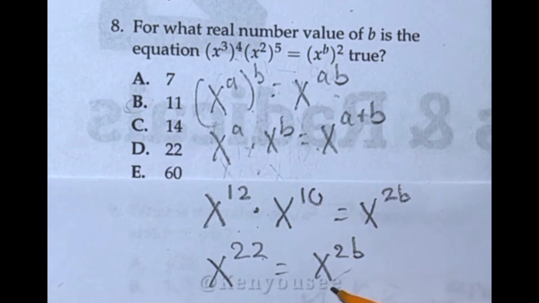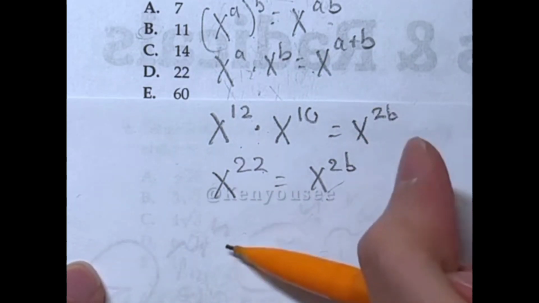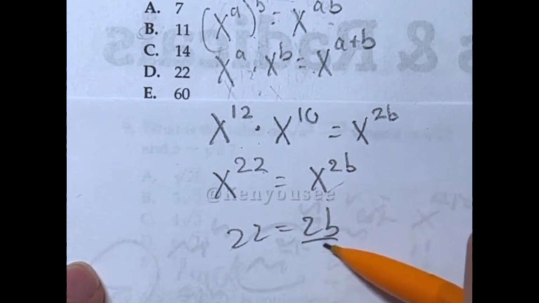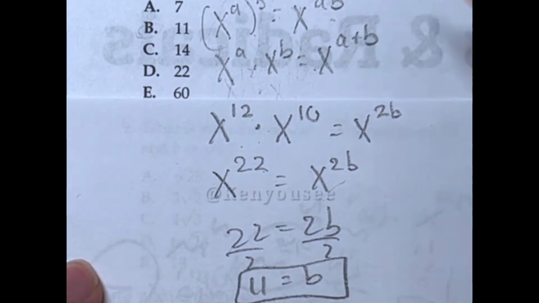And since the bases of both sides of the equation are the same, we can set the exponents equal to each other. So 22 is going to be equal to 2b. Divide 2 on both sides. b is going to be equal to 11. And that is your answer.